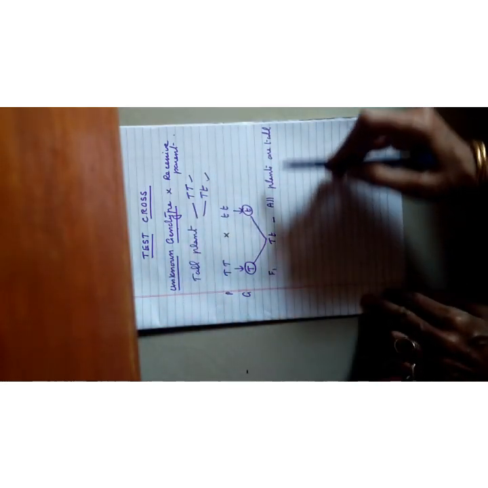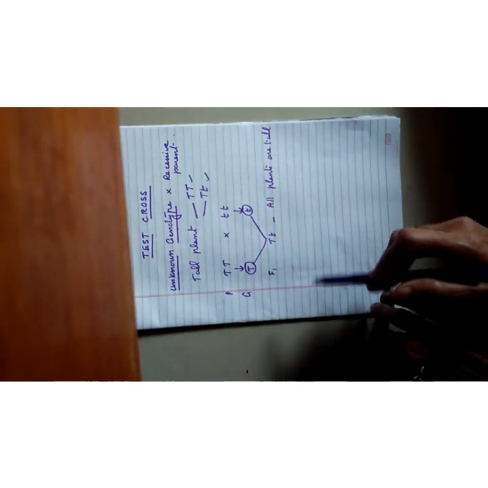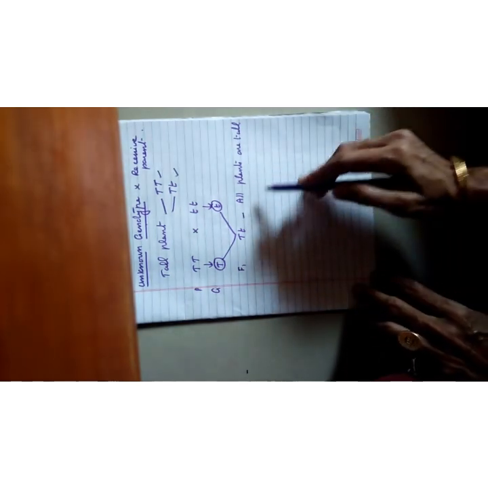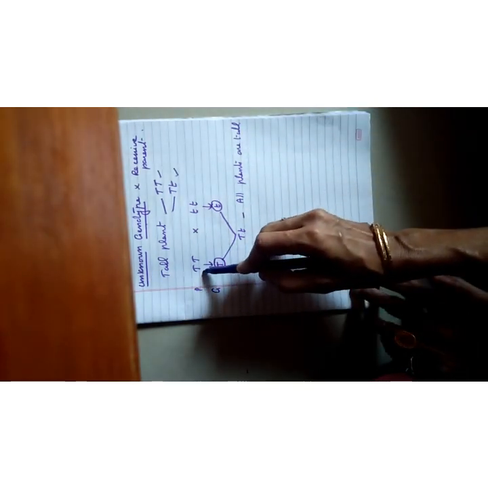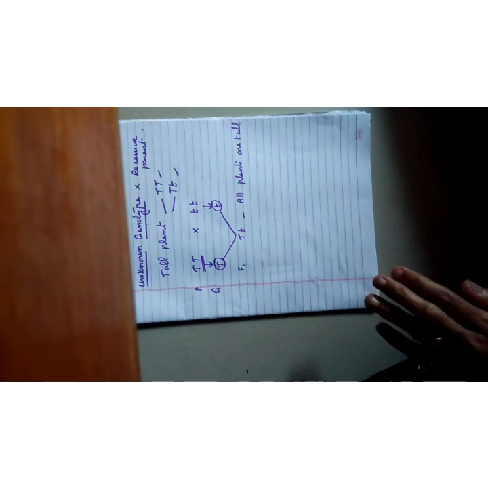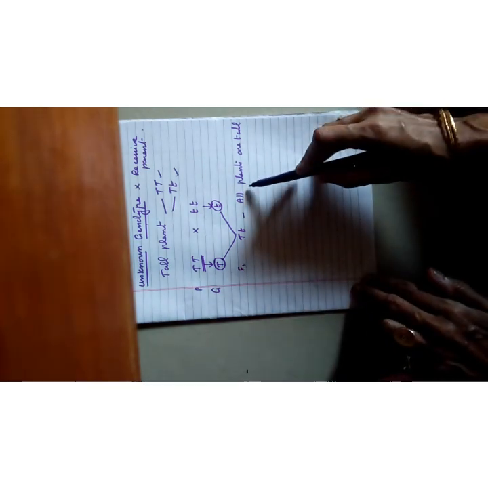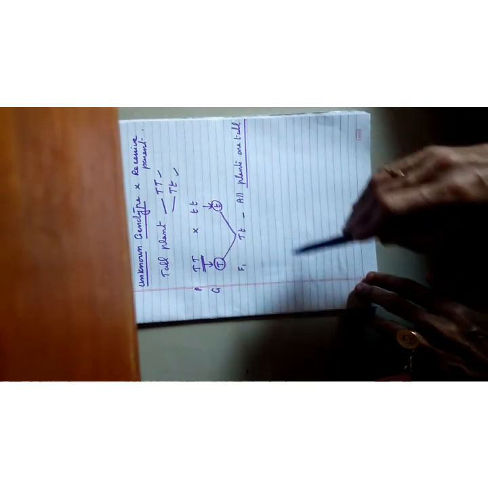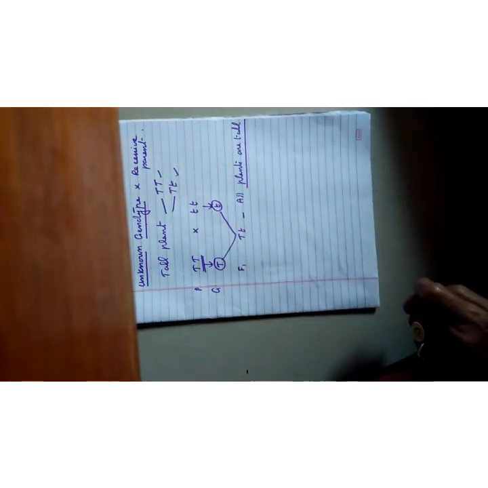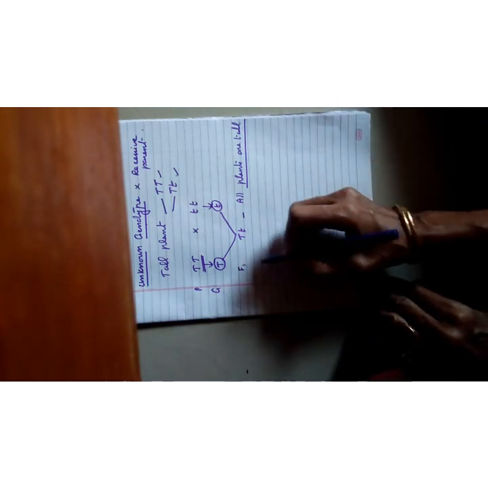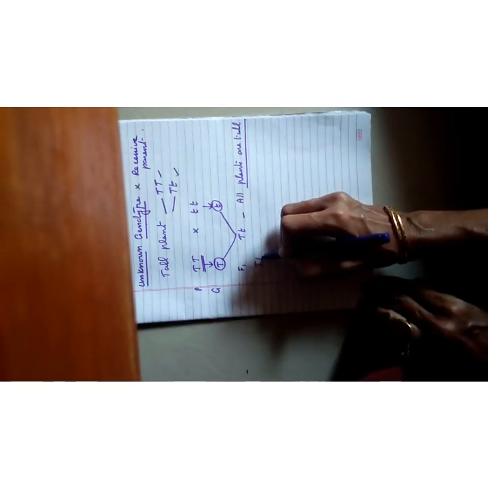So after a test cross, if all the plants are of same type, then the unknown genotype is homozygous. Clear? After a test cross, if all the plants are tall or all the plants are of same type, then the unknown genotype is homozygous. Now next I am taking the unknown genotype as heterozygous.